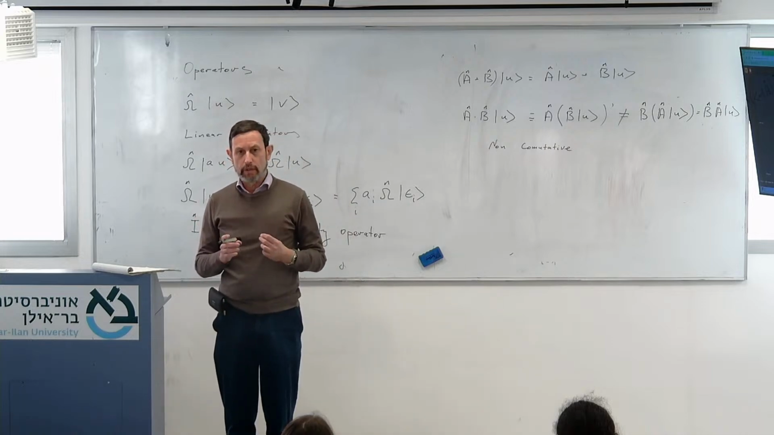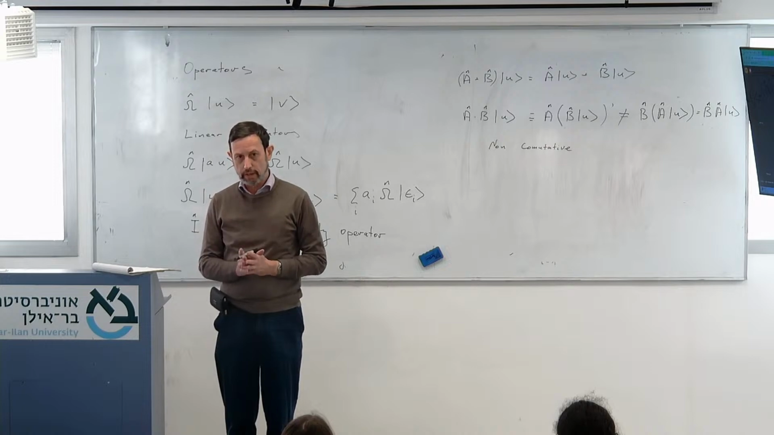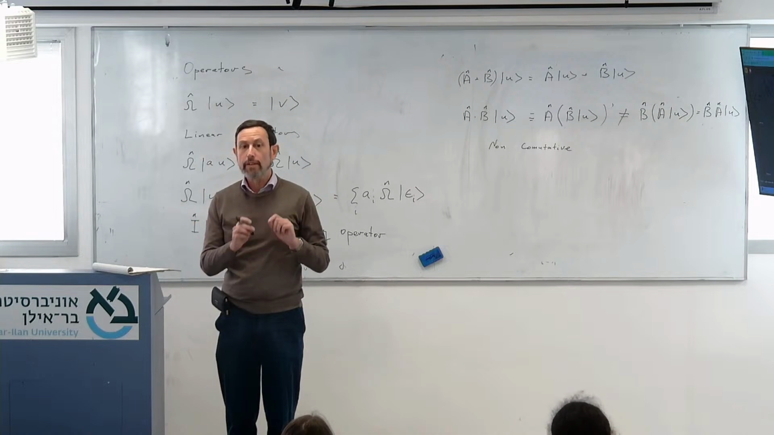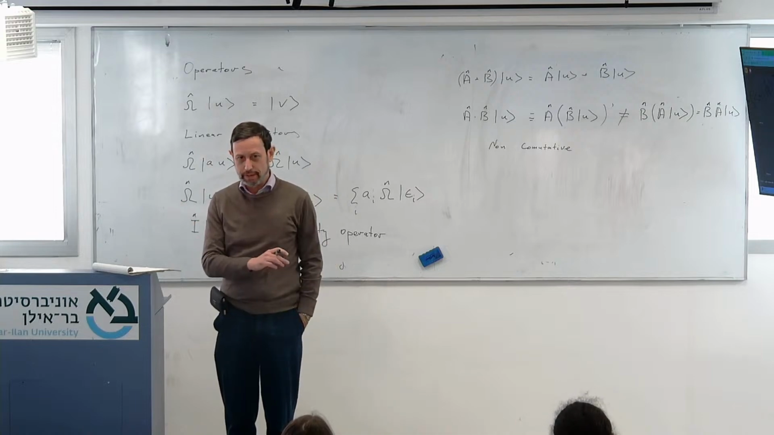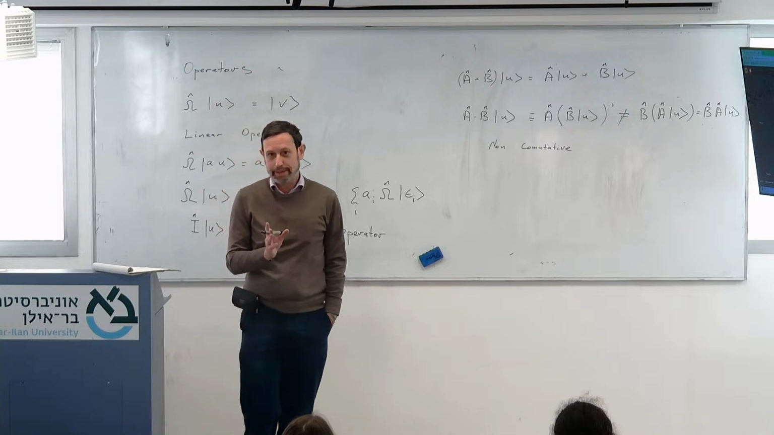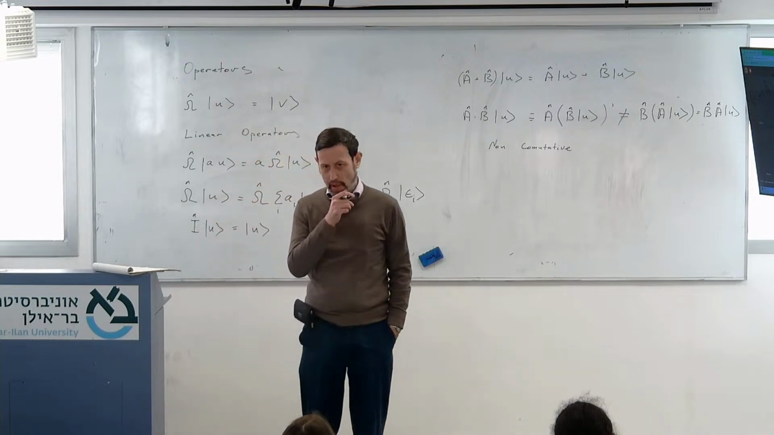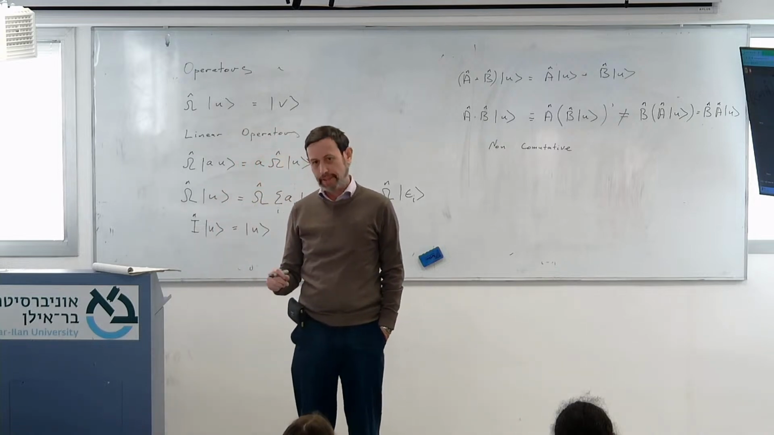Are any two operators necessarily non-commutative? No. They are not necessarily non-commutative, but they could be. For example, the identity commutes with everything. Exactly.